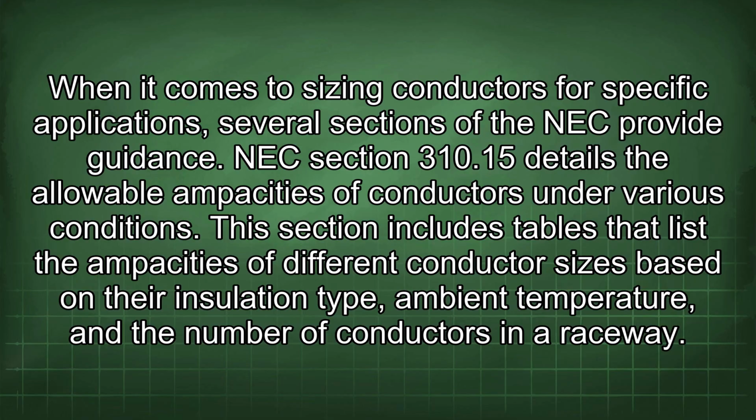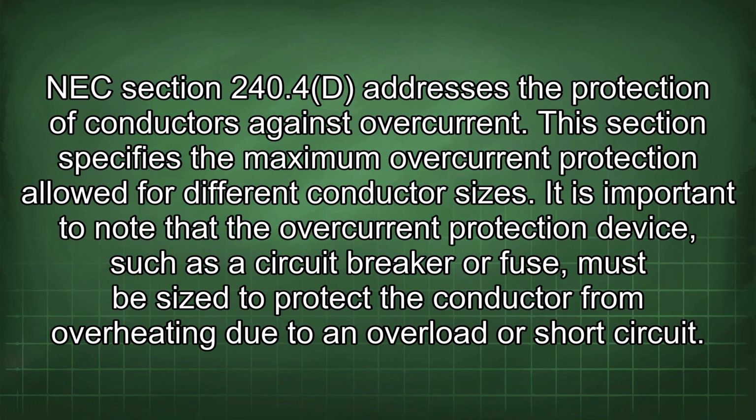This section includes tables that list the ampacities of different conductor sizes based on their insulation type, ambient temperature, and the number of conductors in a raceway. NEC Section 240.4(D) addresses the protection of conductors against overcurrent. This section specifies the maximum overcurrent protection allowed for different conductor sizes. It is important to note that the overcurrent protection device, such as a circuit breaker or fuse, must be sized to protect the conductor from overheating due to an overload or short circuit.